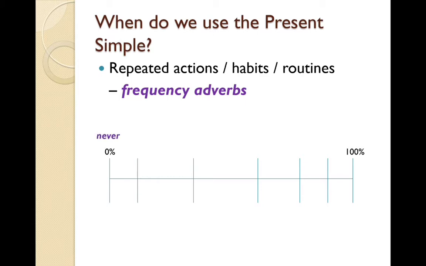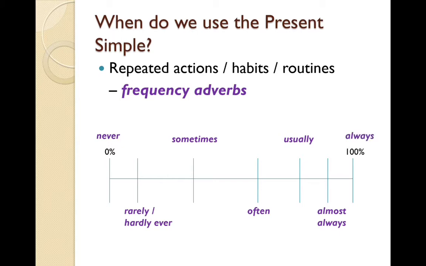So, 0%, never. Then we've got rarely or hardly ever, sometimes, often, usually, almost always, and then if something is 100% of the time, we say always.